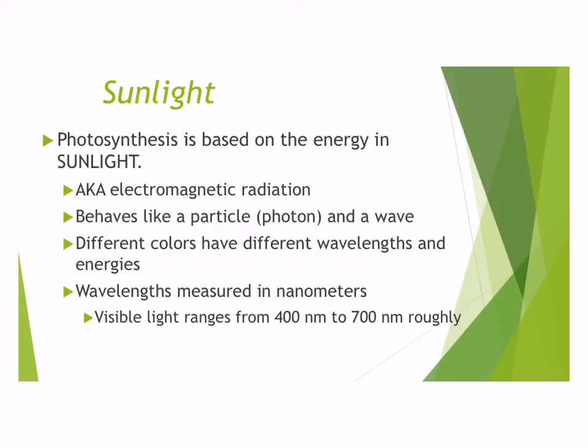Different colors of light have different wavelengths. So we can actually measure the wavelength of a wave of light, and the different wavelengths we perceive as different colors. They also have different amounts of energy. So different colors of light actually have different amounts of energy. Wavelengths of light are measured in units called nanometers, which is a billionth of a meter, very small. The visible range that plants use and that we can see ranges from 400 nanometers up to 700 nanometers, give or take.